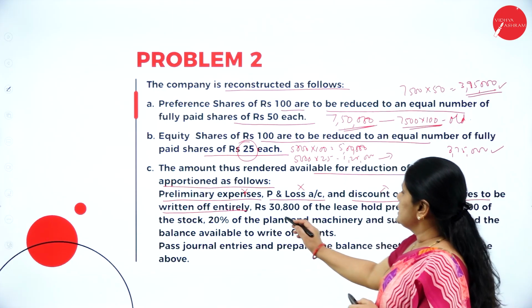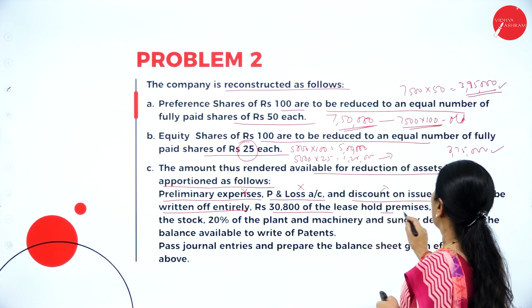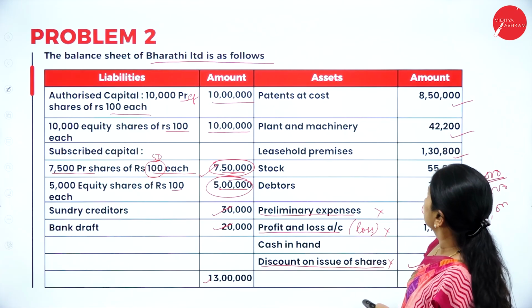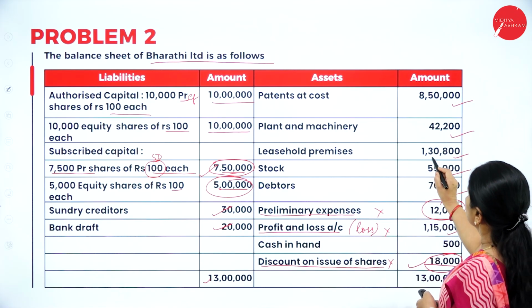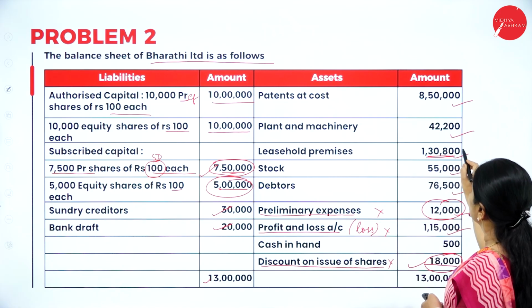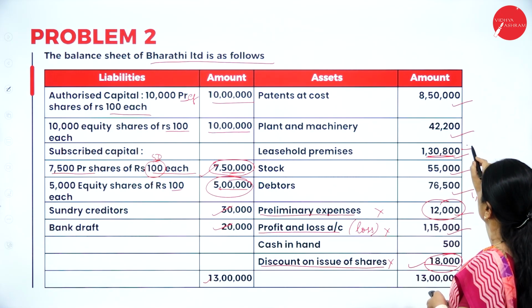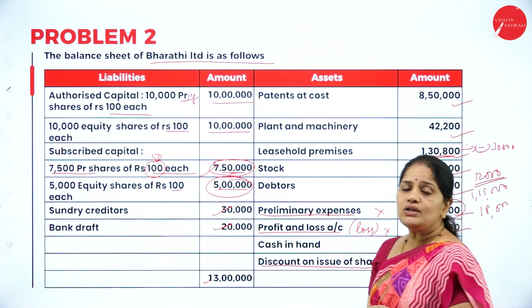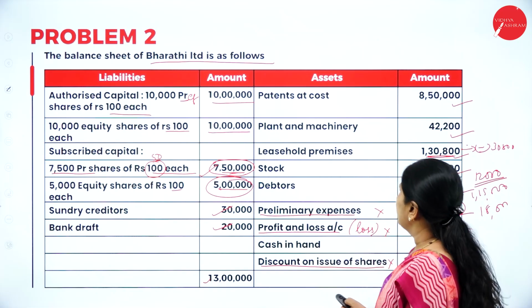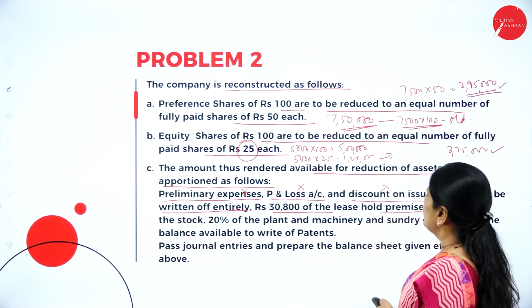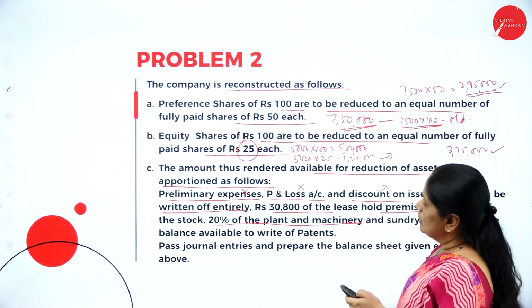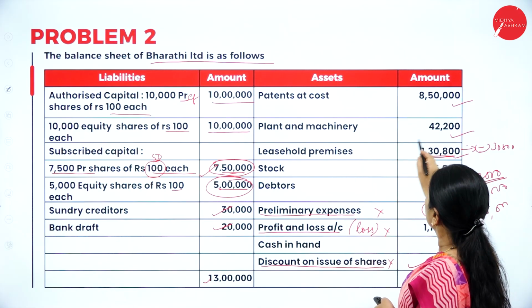Then rupees 30,800 of the leasehold premises. Whatever is the value of the leasehold premises, if you can see here, it is 1,30,800. From this I am deducting 30,800, so that is the value of depreciation. Then the next one is 20% of the plant and machinery. What is the value of plant and machinery?